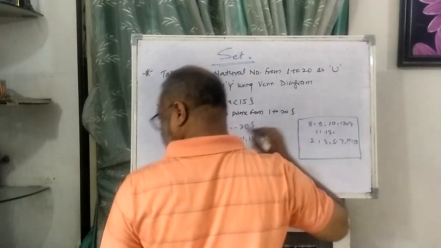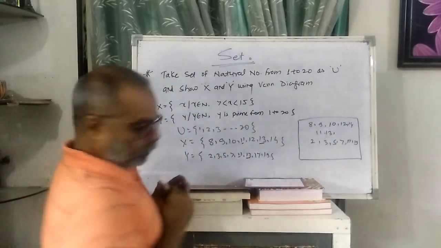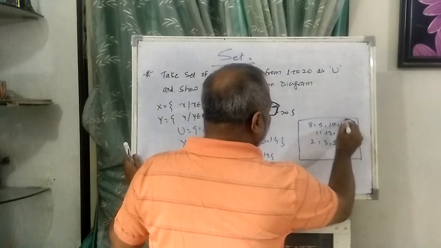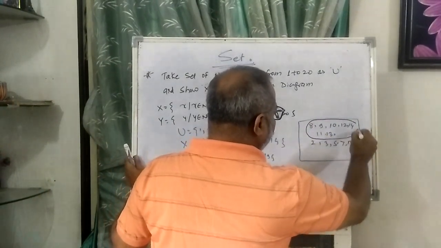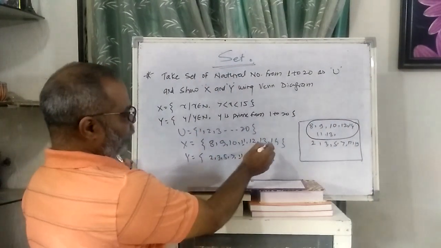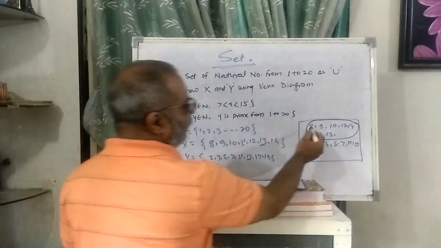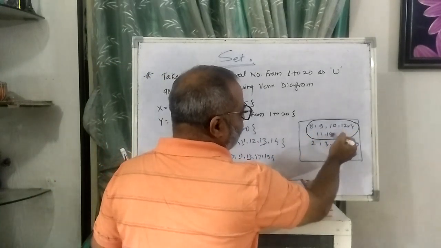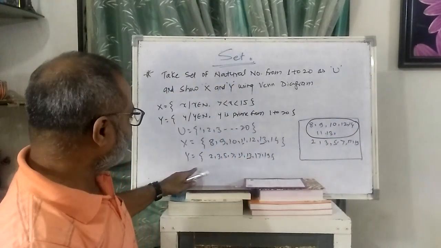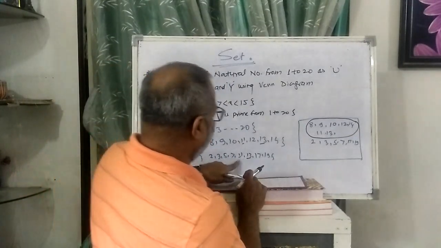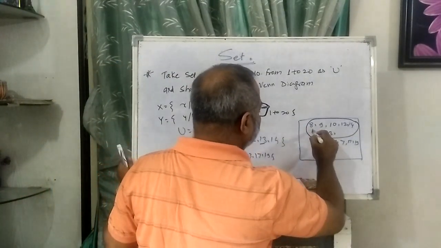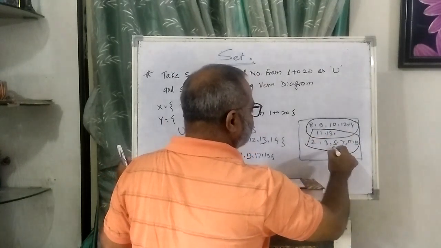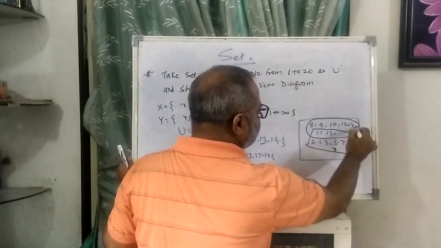I just take the black pen. So X has 8, 9, 10, 11, 12, 13, 14. And what about Y? Here are 2, 3, 5, 11, 13. So I just take this one. So this is Y, this is X.